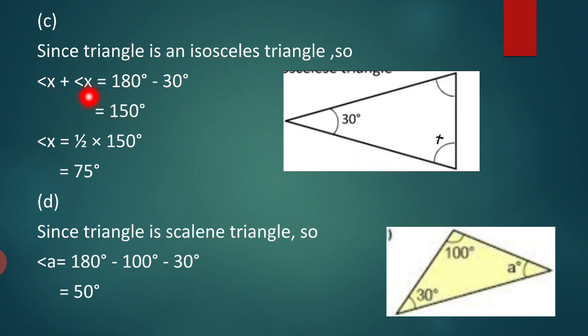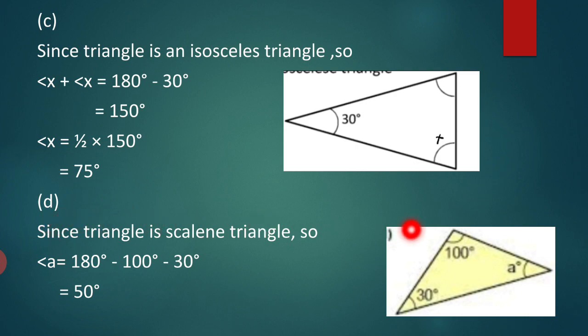So angle x plus angle x is equal to 180 degrees, the sum of angles of a triangle, minus 30 degrees, because this angle is given to you. So 180 degrees minus 30 degrees gives you 150 degrees. In order to find one angle x, there are two angles x, so divide 150 degrees by 2. You will come to know that angle x is equal to 75 degrees.